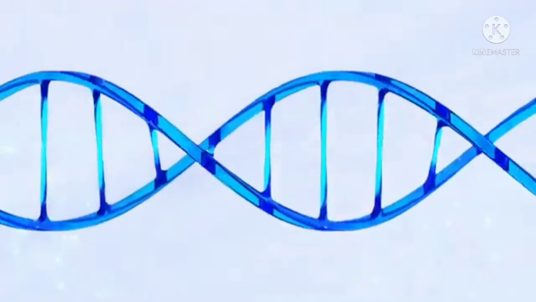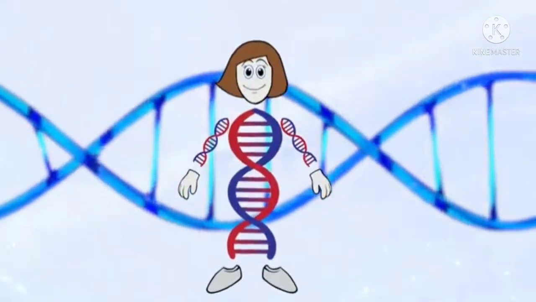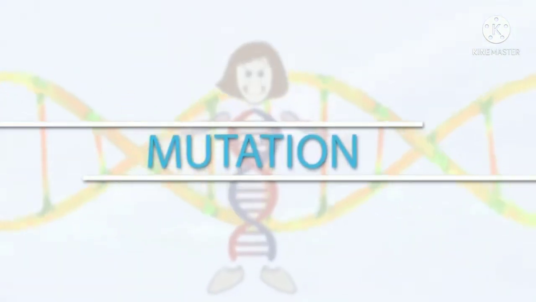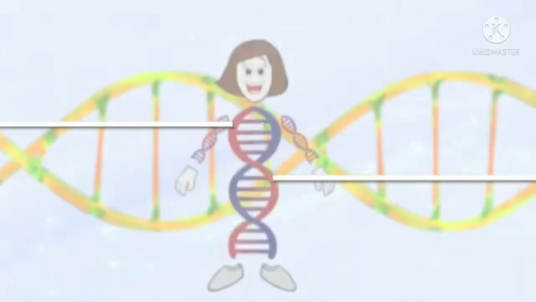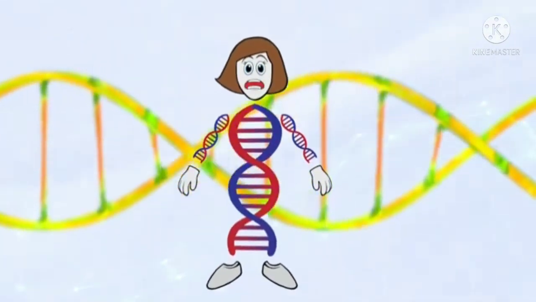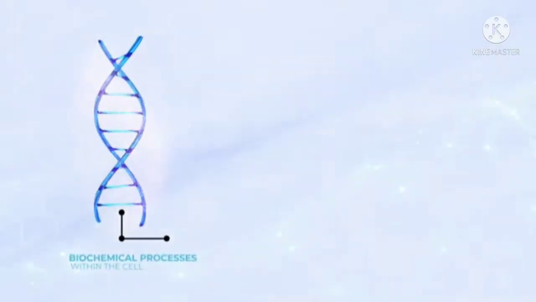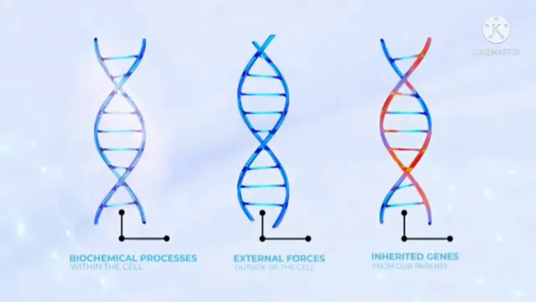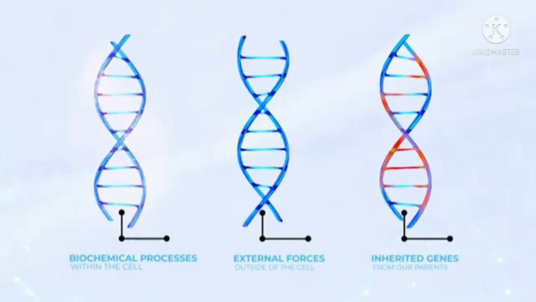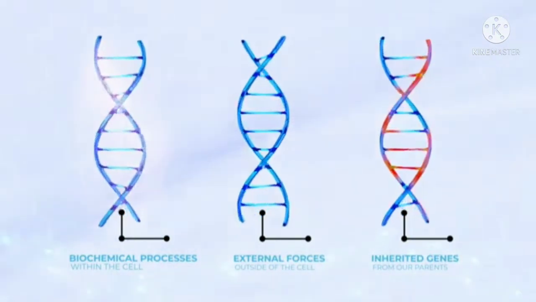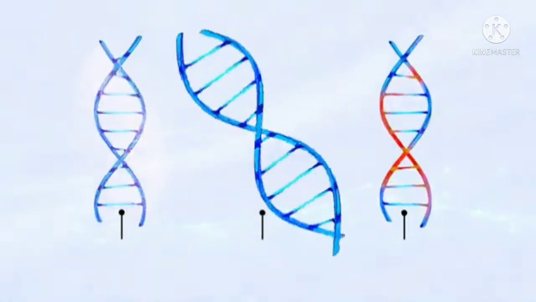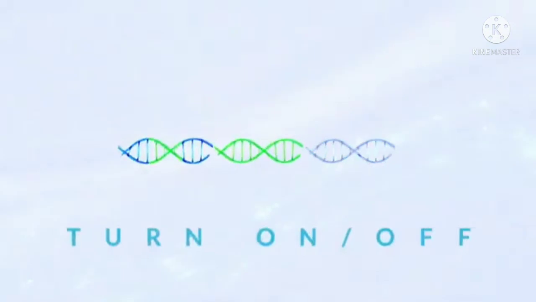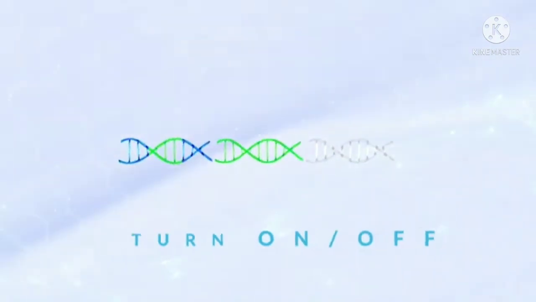Genes are made from your DNA and carry your genetic information. Sometimes there is a change, also known as a mutation, in the gene from the original copy. This mutation or defect in the gene causes it not to work properly. Mutations can come from biochemical processes within the cell, something outside of the cell, or what we inherit from our parents. Genes that aren't working properly can have serious consequences. Scientists are working to find ways to solve this problem. They can replace, add, or turn on or off genes to tackle many health issues.